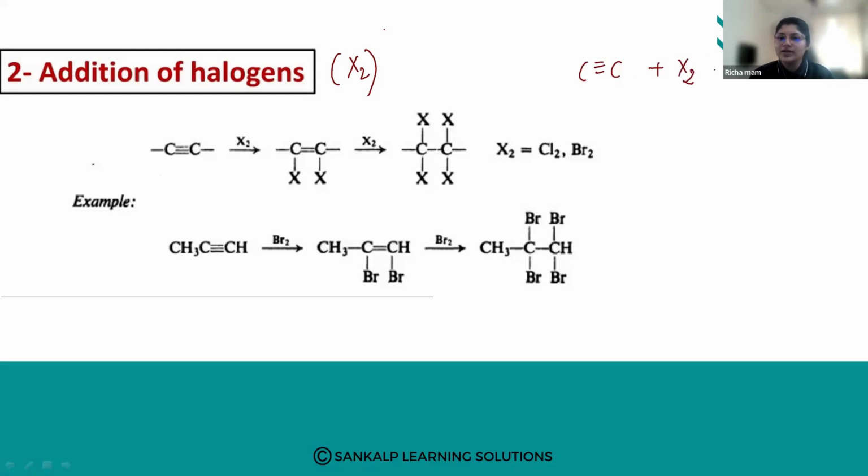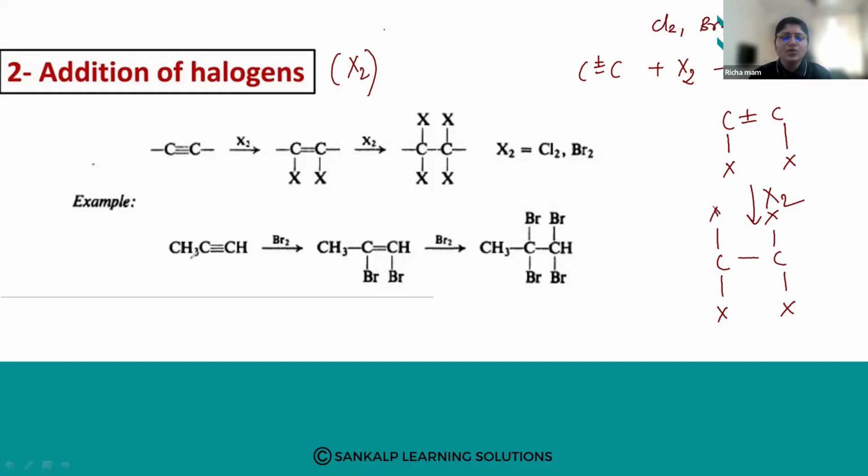Now what is happening? One of the bonds will break, and X will be added. So this is the addition. Now, again, one more mole of halogen I am adding. Then again, this bond also will break, and again one X will be added, one halide will be added. So X can be any halogen, that is Cl2 or Br2.